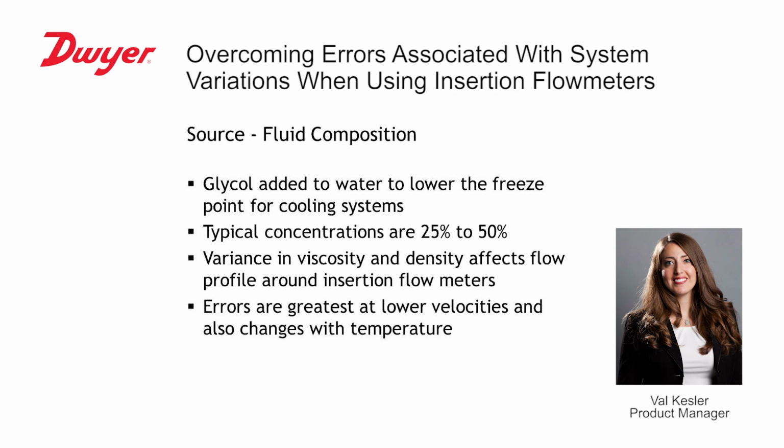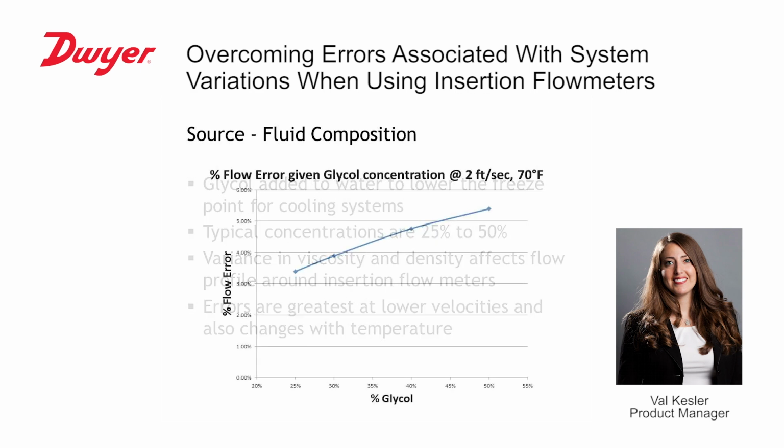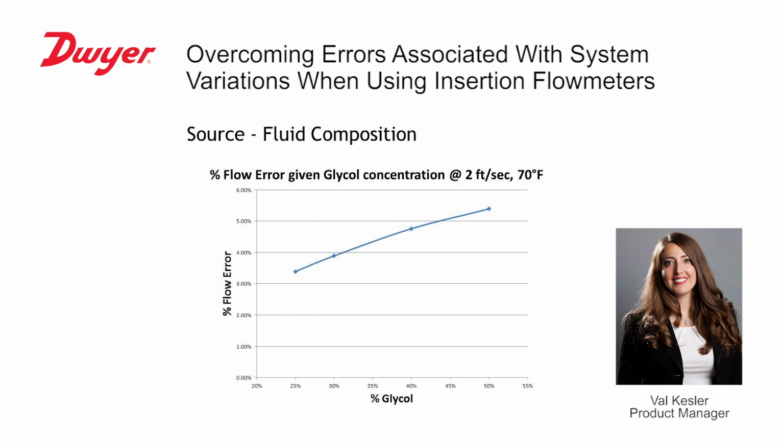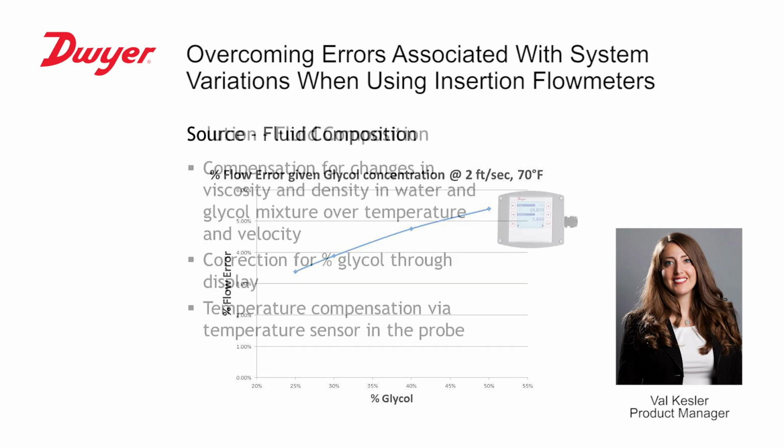In particular for an insertion mag meter, the errors can be greatest at lower velocities and they can change with temperature. As I show here on this chart, you can see that from 25 to 50% you can have as much as an additional 5.5% error in the flow, down to about 3.5% with a 25% glycol input.